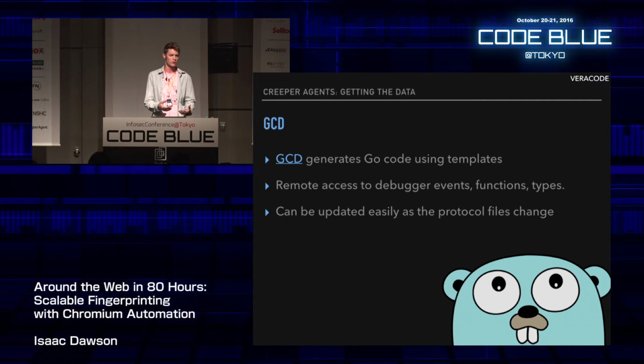And this is excellent because it gives me remote access to all of the debugger events, functions, and types. If you've ever used the Chrome DevTools, that's all using this same exact API. So anything you can do in DevTools, you can do using this code remotely, controlling it from other code. Another benefit of using templates to automatically generate it is as the protocol files change or as the browser's updated, I can just rerun my code and generate the new API.